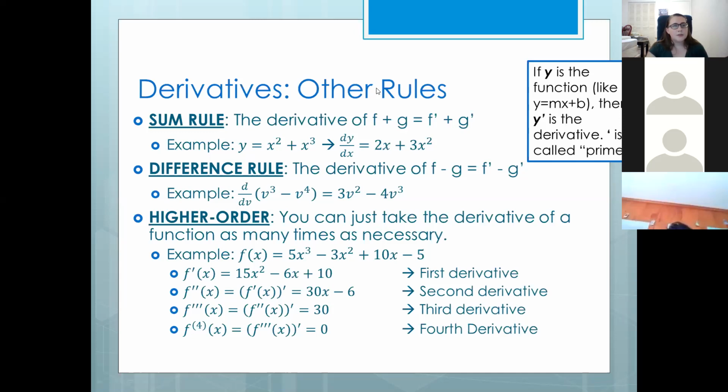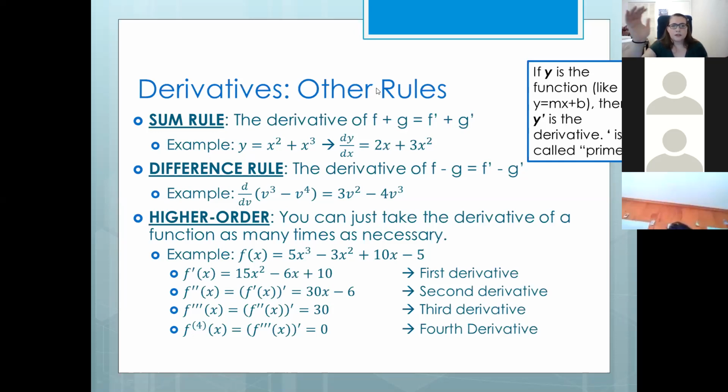I don't understand what happened to 10x plus 5 in the higher order example. Okay, so anytime we have a constant, without the x term attached to it, any constant number is going to disappear when we take the derivative. Because if we were to graph it, with a constant position, the slope of a horizontal line is 0. So at the end of our first derivative, you could write 15x squared minus 6x plus 10 minus 0 if you wanted to. But that minus 0 at the end would not change your answer whatsoever.